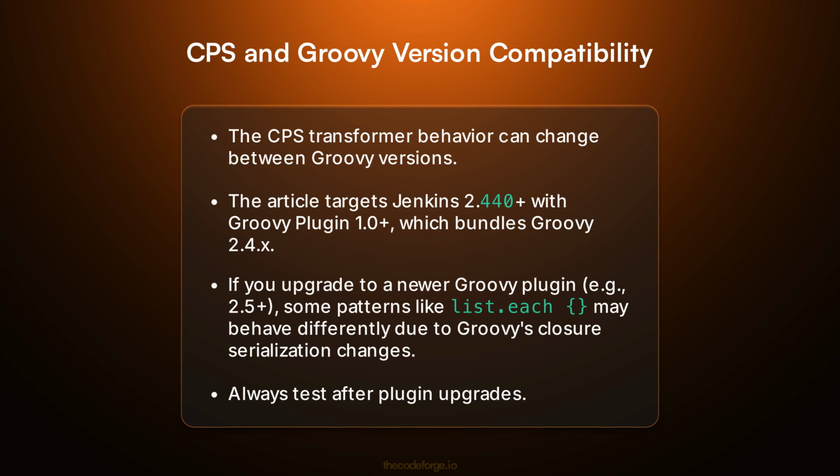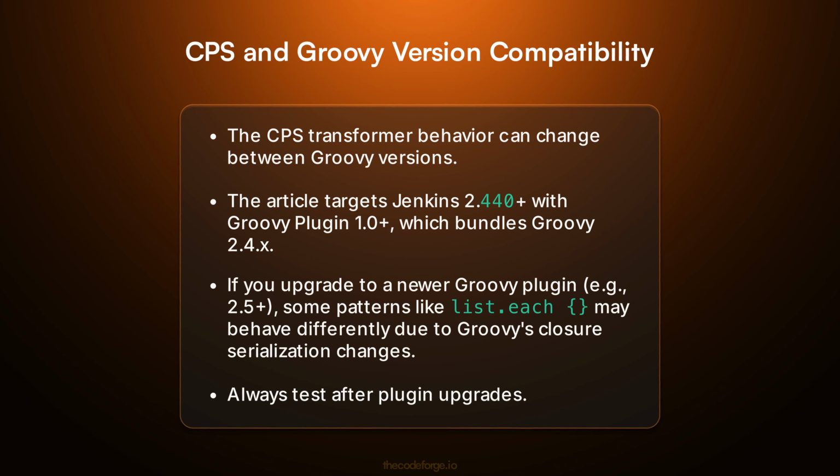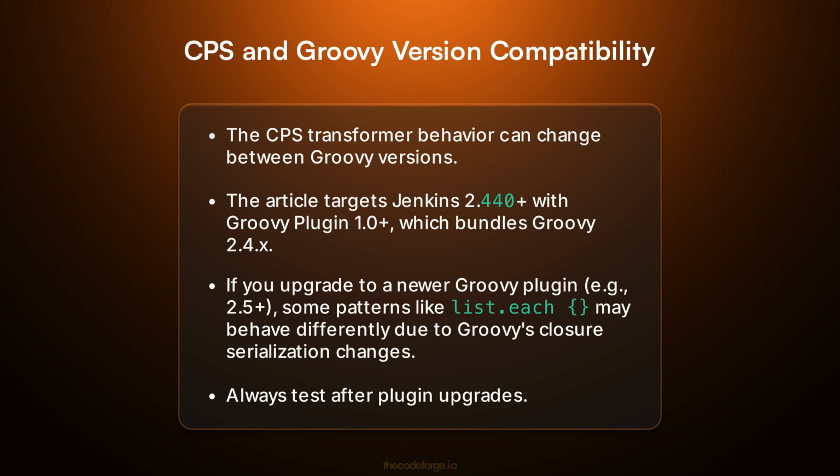The CPS transformer behavior can change between Groovy versions. The article targets Jenkins 2.44+ with Groovy plugin 1+, which bundles Groovy 2.4.x. If you upgrade to a newer Groovy plugin, e.g., 2.5+, some patterns like list.each may behave differently due to Groovy's closure serialization changes. Always test after plugin upgrades.